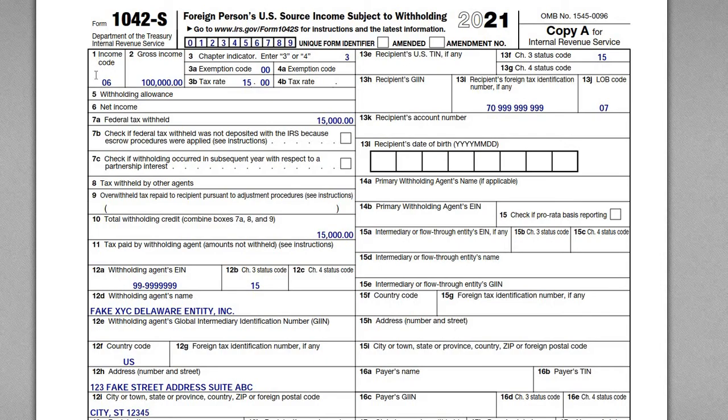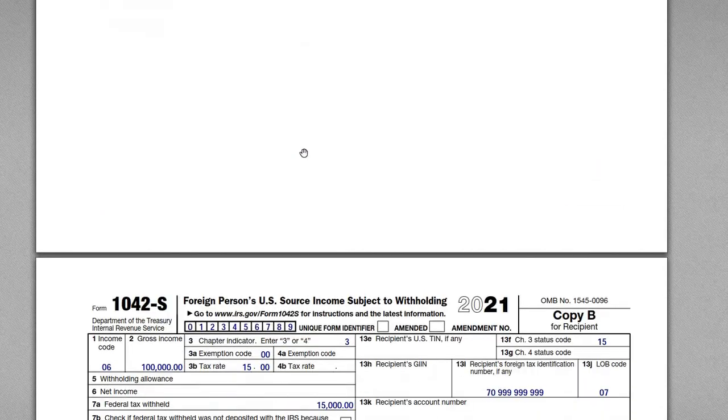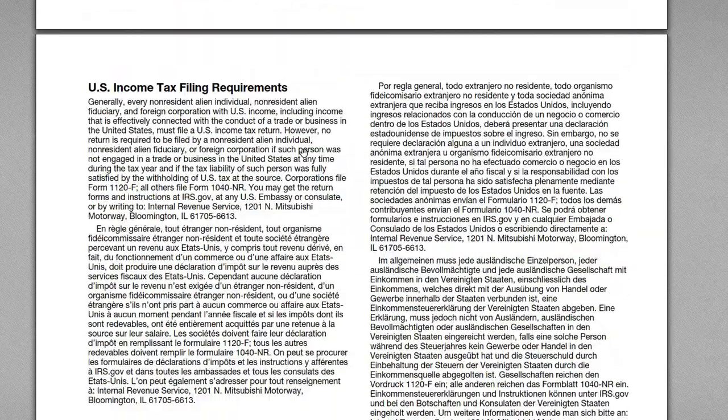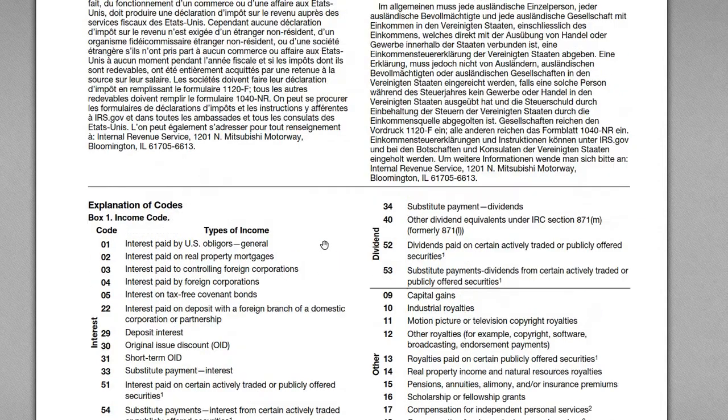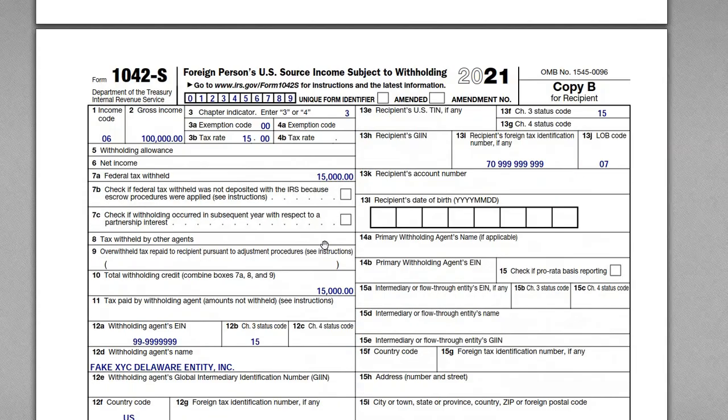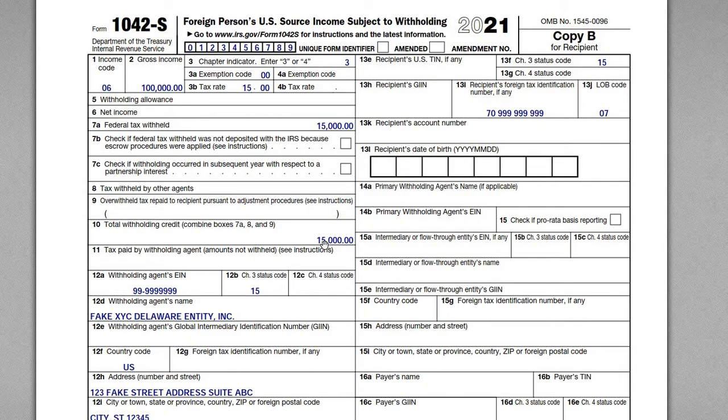Now, box 1, income code, you'll have to look at the instructions or the listing. You can either look at the 1042-S instructions themselves, or within the forms here, they have a lot of the codes every other page. So in this case, what we're working with, again, is U.S. source dividend income. So we have dividend income down here, dividends paid by U.S. corporations generally, so code 6. So that's how this works. If there's a section where you have to enter a code, look at the table, figure out what code you need to enter, and then enter the appropriate code.